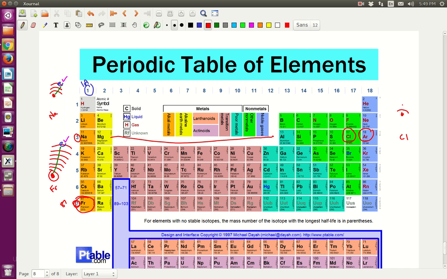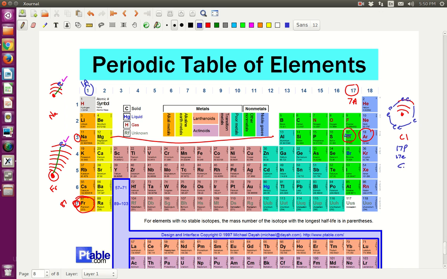So 3 energy levels, 1, 2, 3. Now chlorine is in column 17, or 7A. So it has 7 valence electrons. I can draw 1, 2, 3, 4, 5, 6, 7 electrons in that 3rd energy level. Okay? Now, its electrons seem to be just as far away from the nucleus as sodium, but it's not. And that's what the radius was about. See, chlorine has 17 protons and 17 electrons.